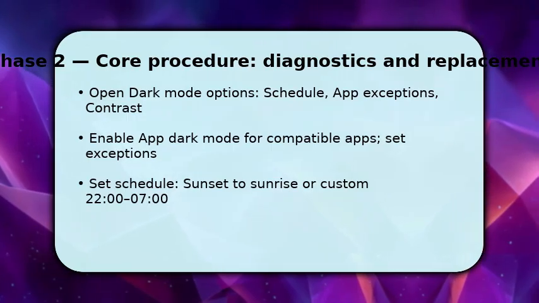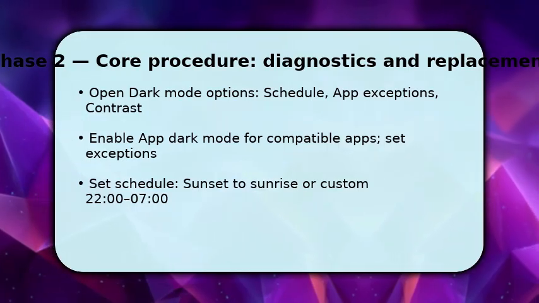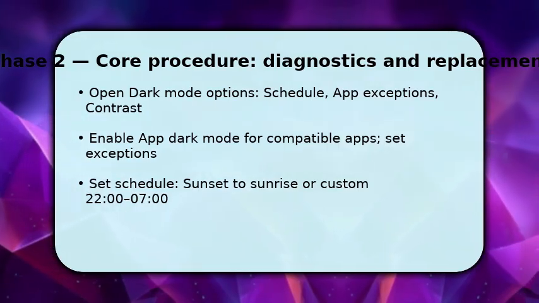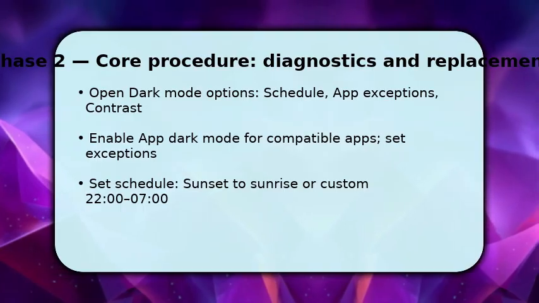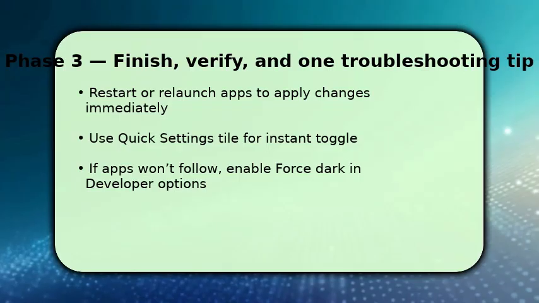Next, tap App Exceptions or App Dark Mode and enable dark for apps that don't follow system settings. Also adjust contrast or style if available. Higher contrast helps readability on AMOLED. These steps ensure consistent results. You're almost done.